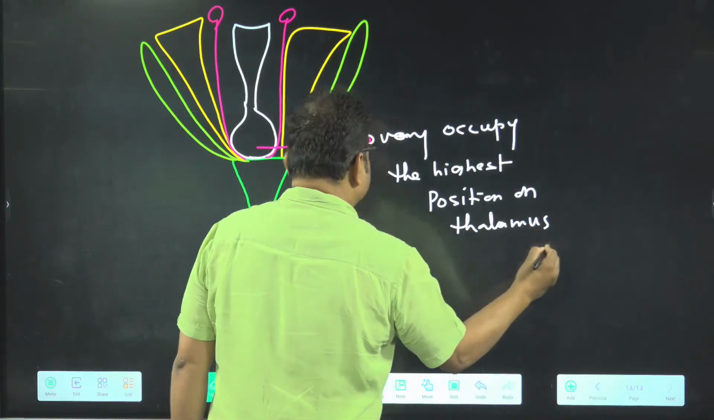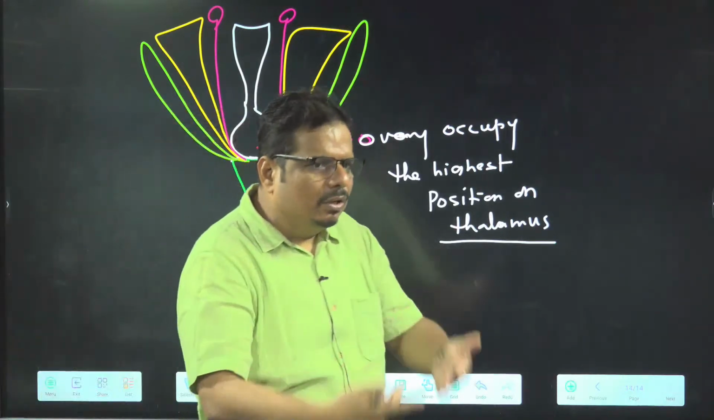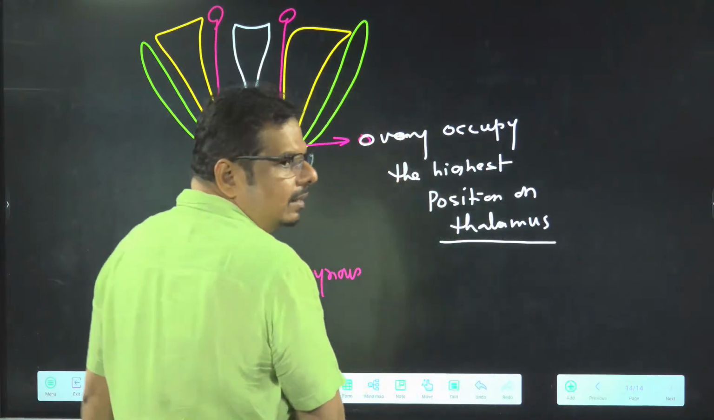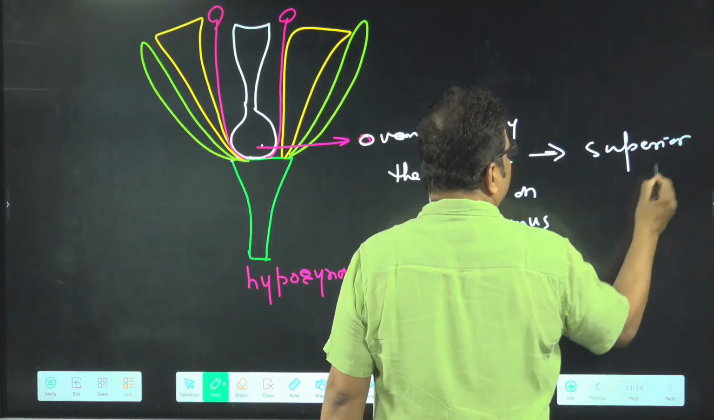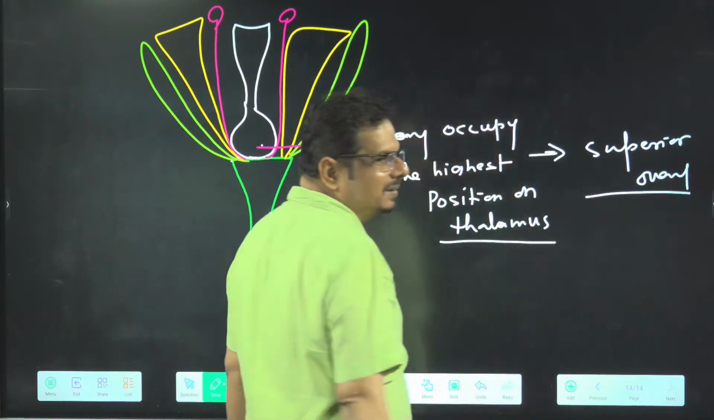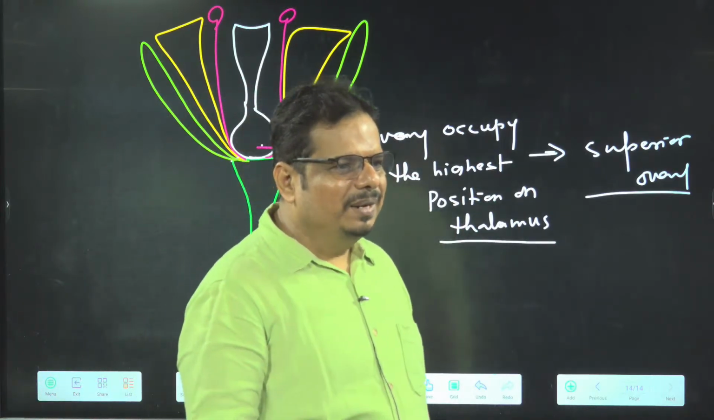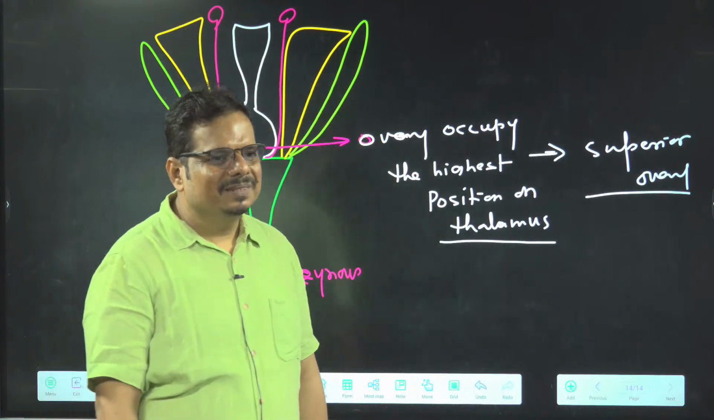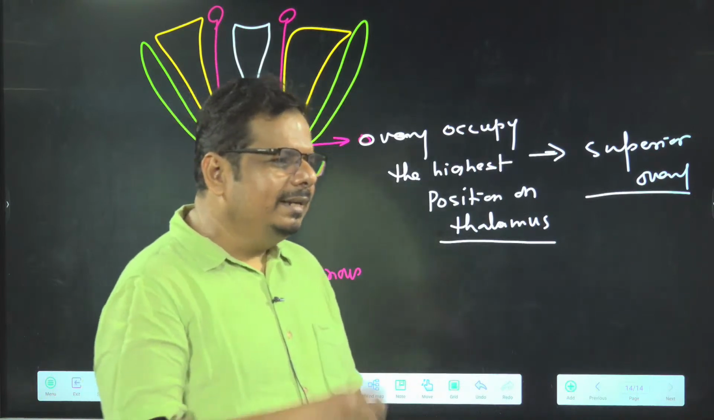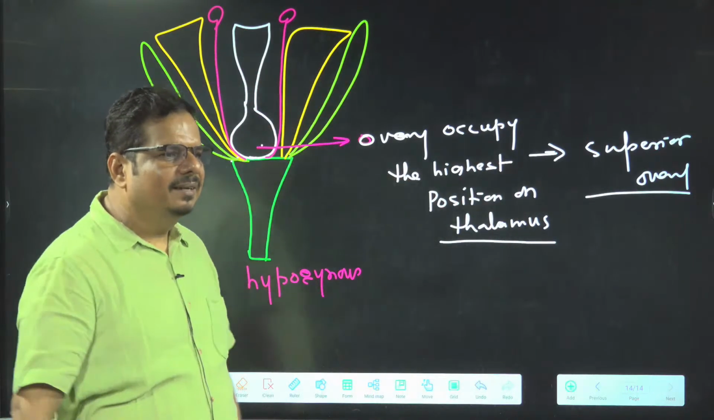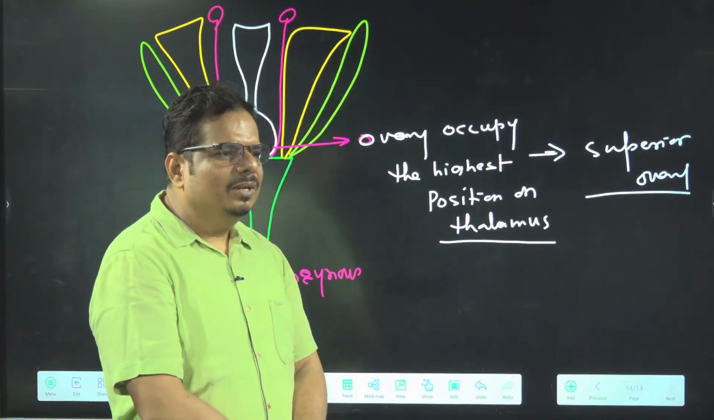Agree or not? And the remaining floral whorls are present on the thalamus below the level of the ovary. So here the ovary is at the highest position, which means superior ovary. What are the examples? Mustard. Another example, brinjal. Another example, China rose. Very good. So this small connectivity is required in this area. Got the idea? Hypogynous is over.